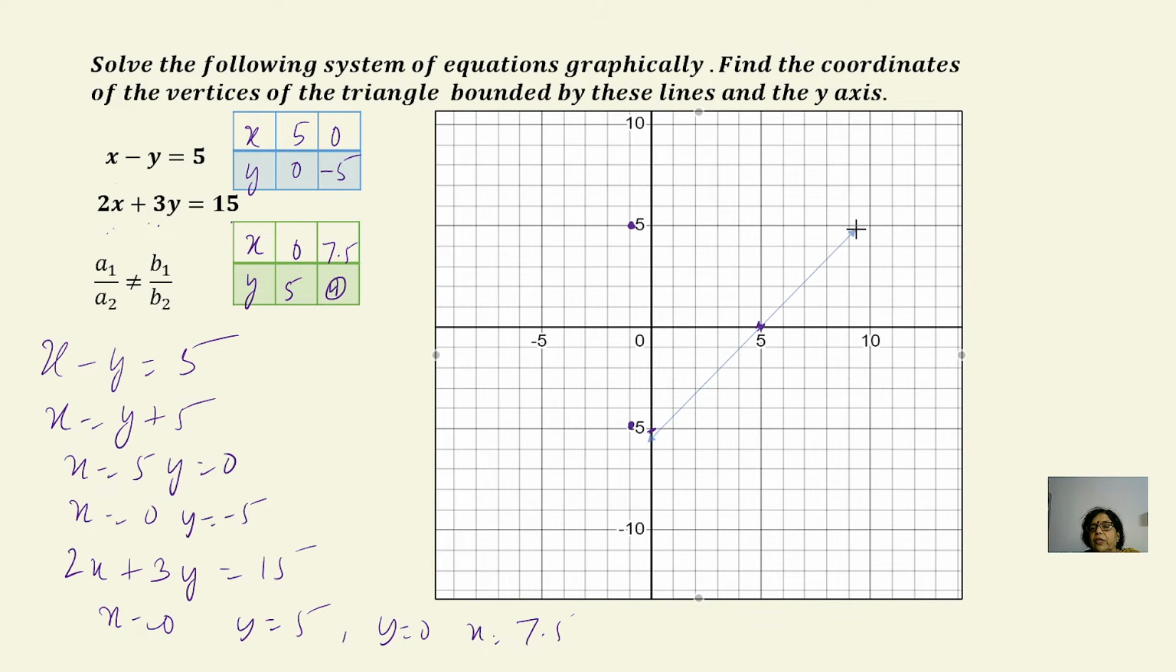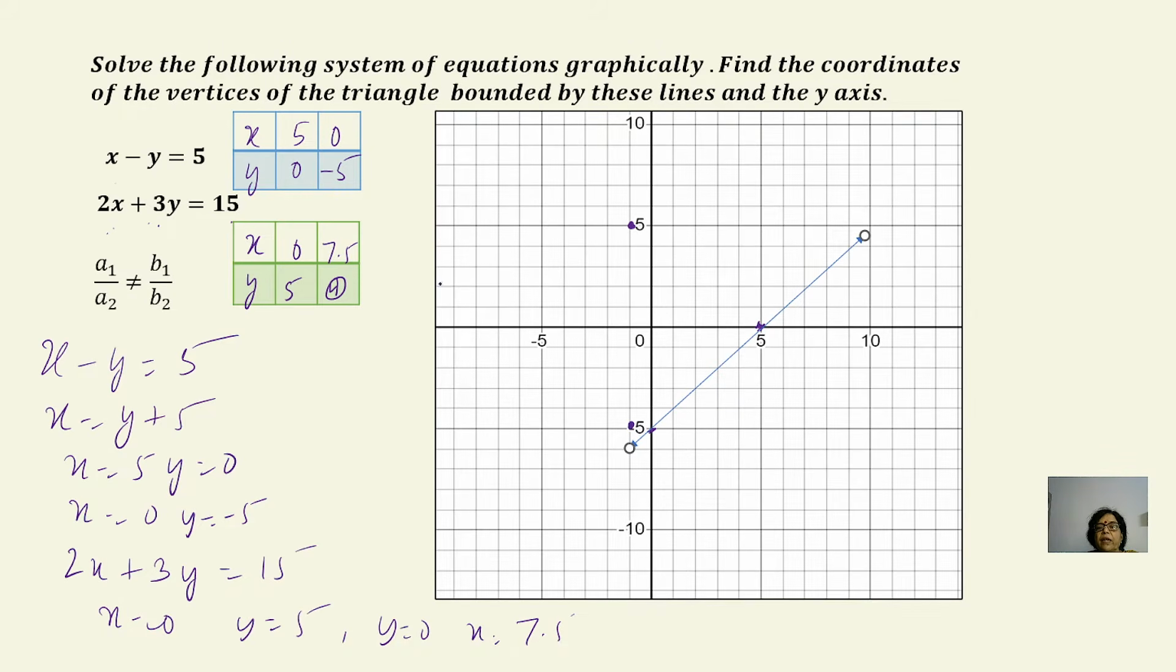And you can extend it on either side. It has to be passing through this point over here, and this point. It is to go through this point, so let me extend it downwards also. So this is the graph line for the first equation.